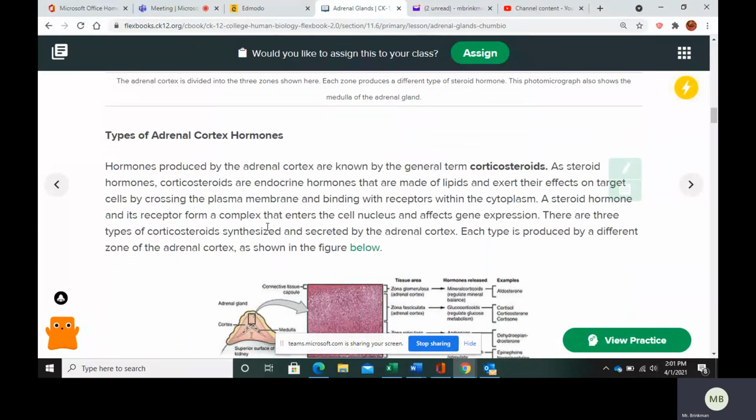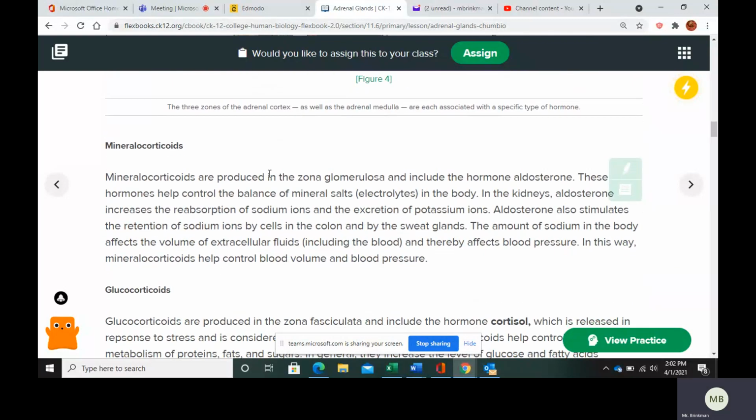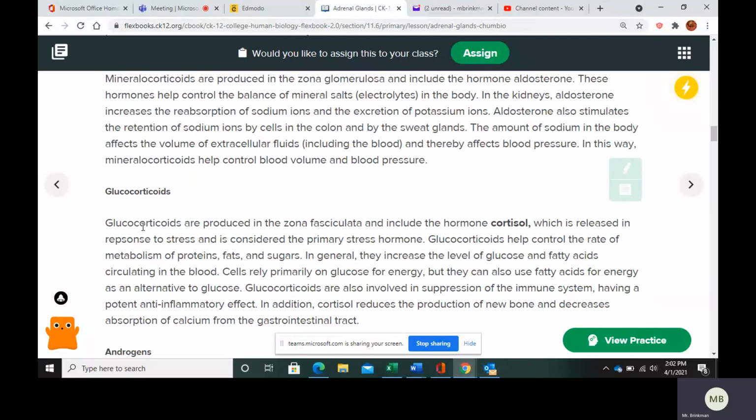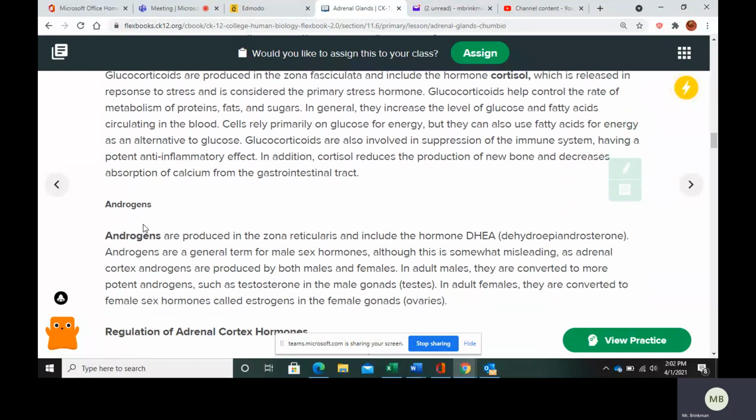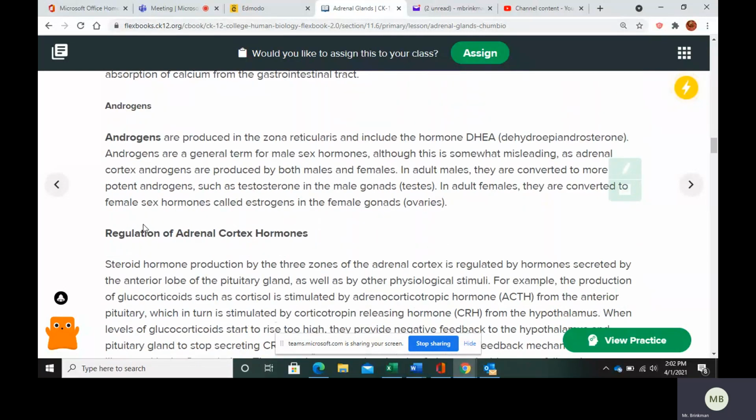All right. There are a lot of types of hormones. Types of adrenal cortex hormones are called corticosteroids. Here are a few of them. It says where they're produced, but I'm going to let you read that on your own.